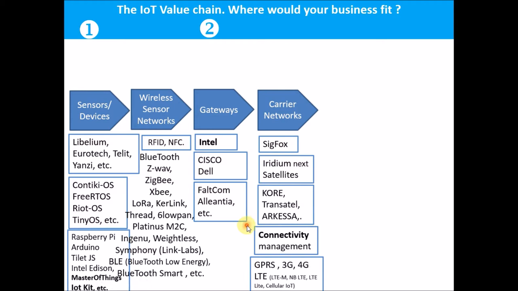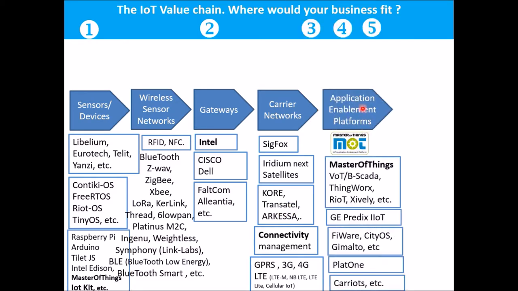Then carrier networks, alternative carrier networks. This could be GPRS, 3G, 4G, or alternatively a Sigfox network, a satellite network, or someone else playing the role of a carrier network. We have talked, I would say, in the previous session a lot about those, so we will skip this one. Then the application enablement platforms will receive the data. There are various alternatives here. We will have a dedicated session on how to select the proper application enablement platform, but for today we're going to use Master of Things because it's easy and quick to learn and still very powerful for you to develop applications.